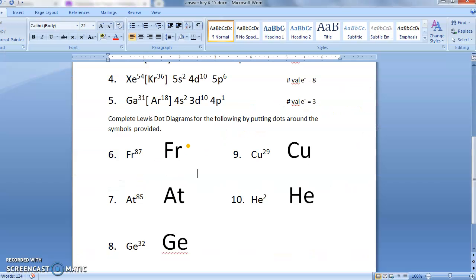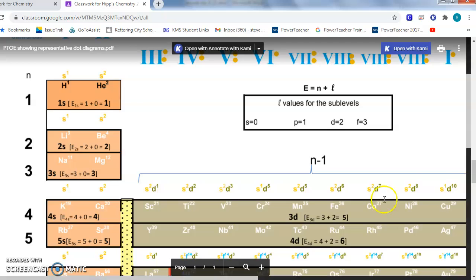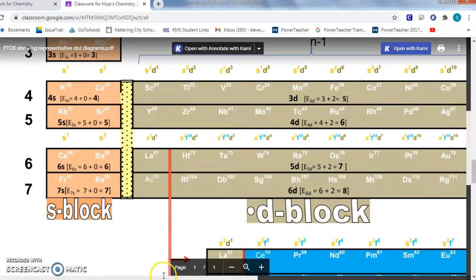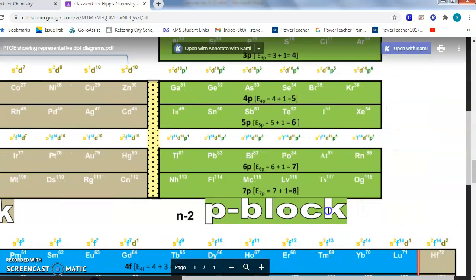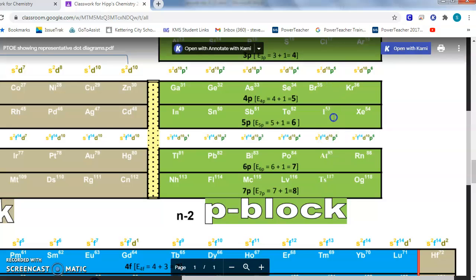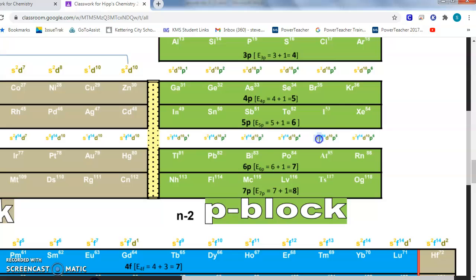The next one, we're asked to do a dot diagram. Astatine, number 85. We've got to hunt that one down on the periodic table. I'm going to look down here. It should be all the way down on the far right near the corner. Here's astatine right here. At, number 85. It's in the halogen family. I'm seeing right here that they should have 2 in the s, and it looks like 5 in the p.